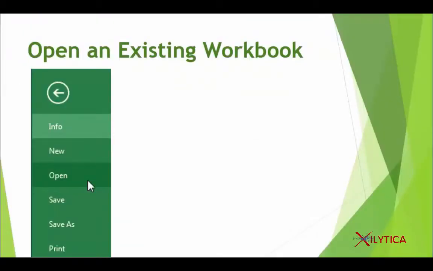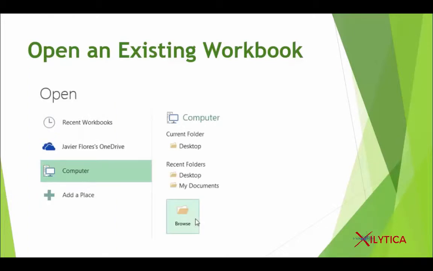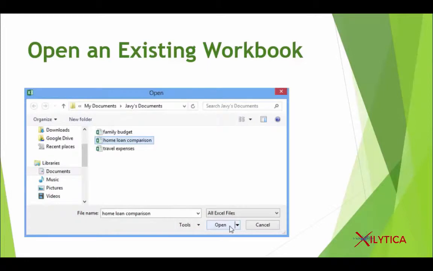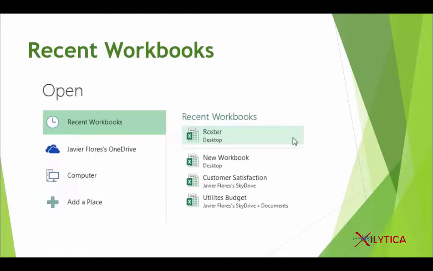In addition to creating new workbooks, you will often need to open a workbook that was previously created and saved. Navigate to the Backstage view again and click Open. Select Computer and click Browse. The Open dialog box will appear. Locate and select your workbook and then click Open. If you have opened the desired workbook recently, you can also browse the recent workbooks rather than search for the file.